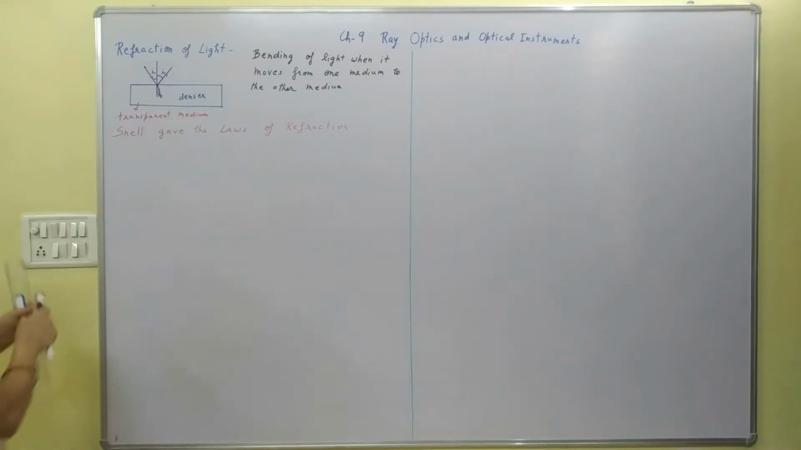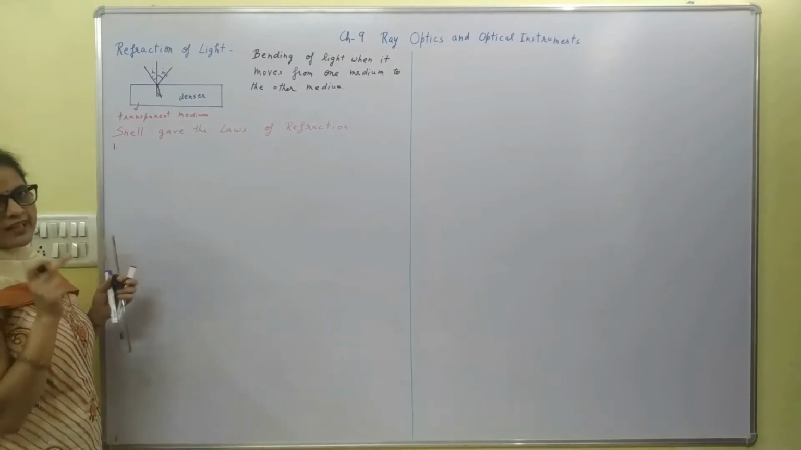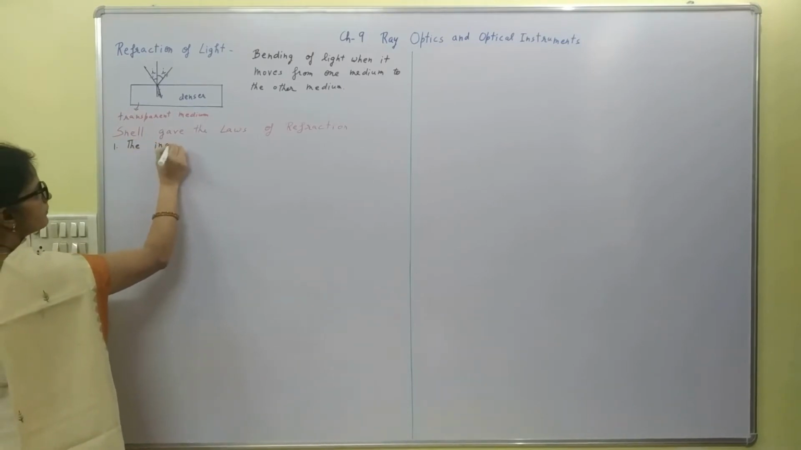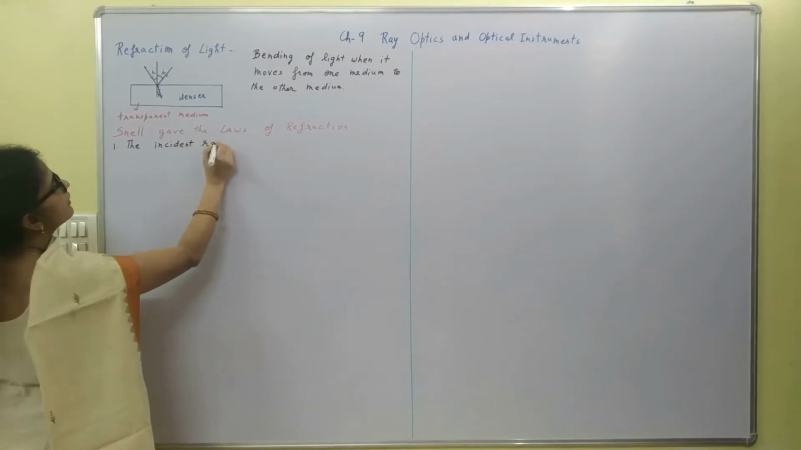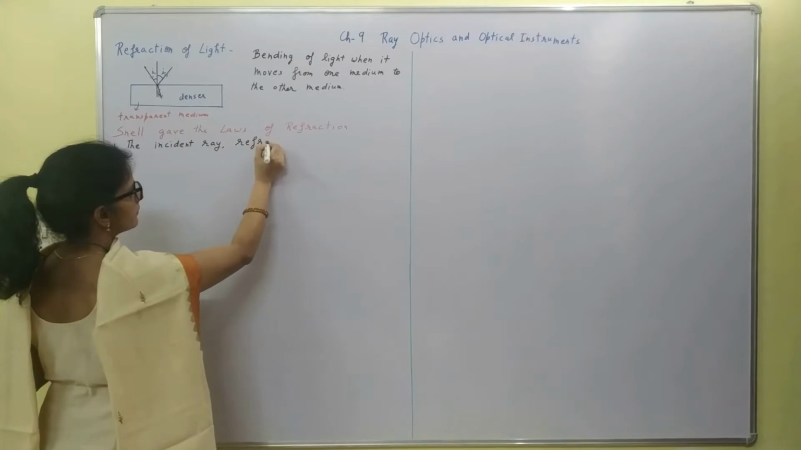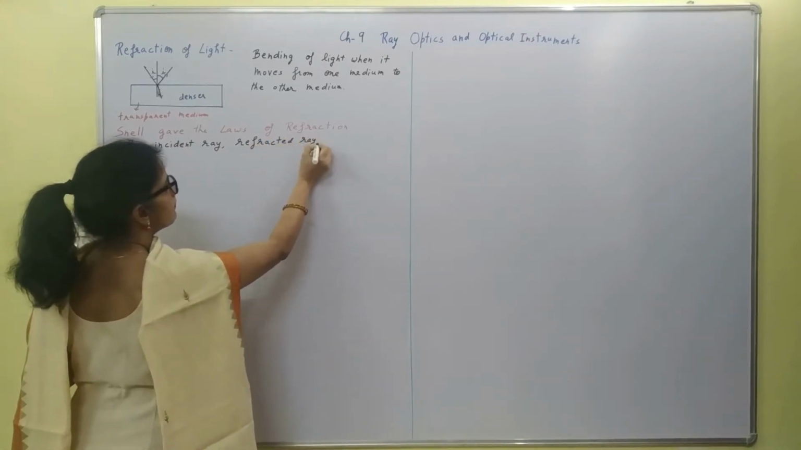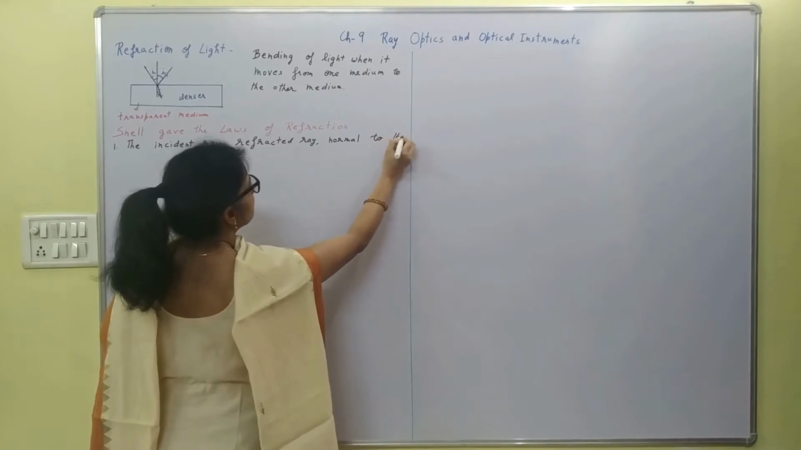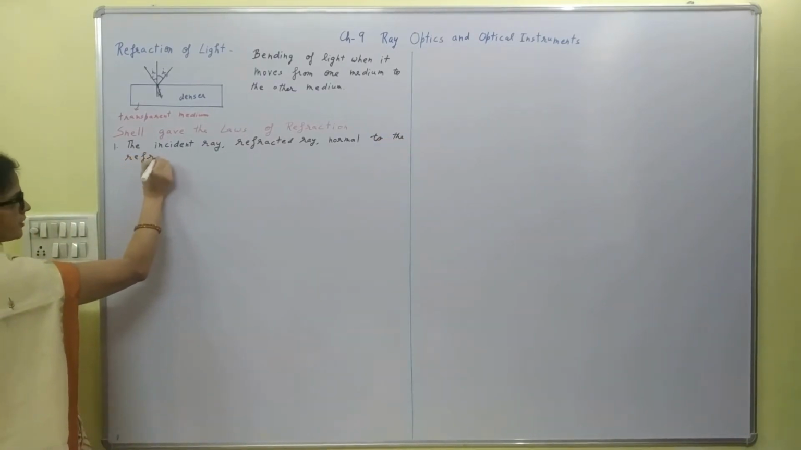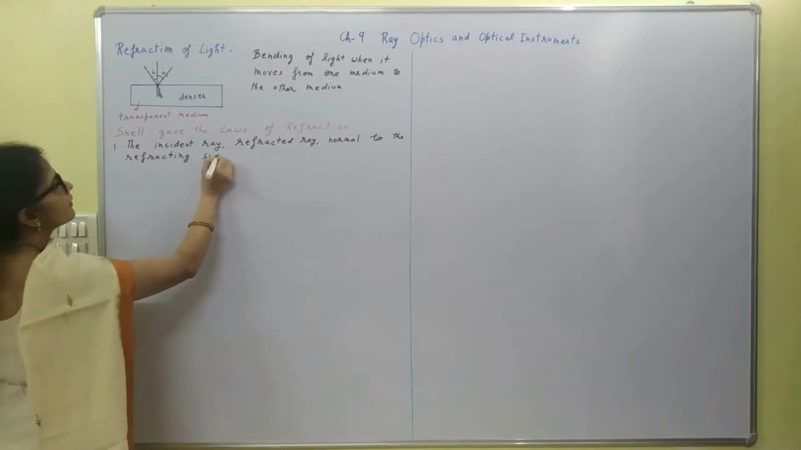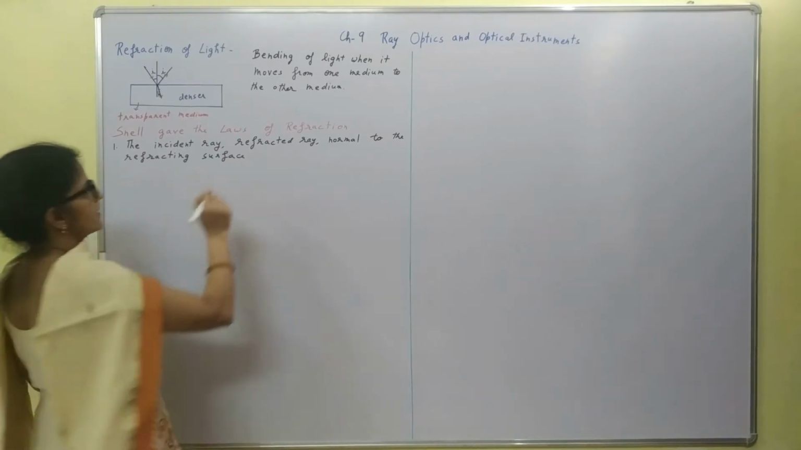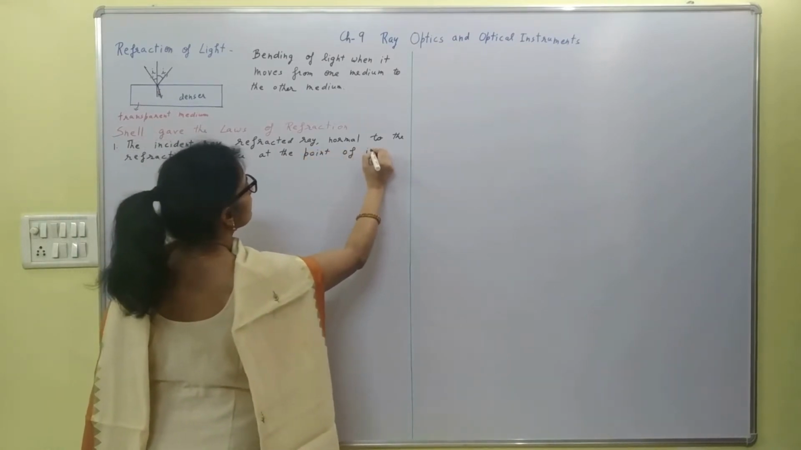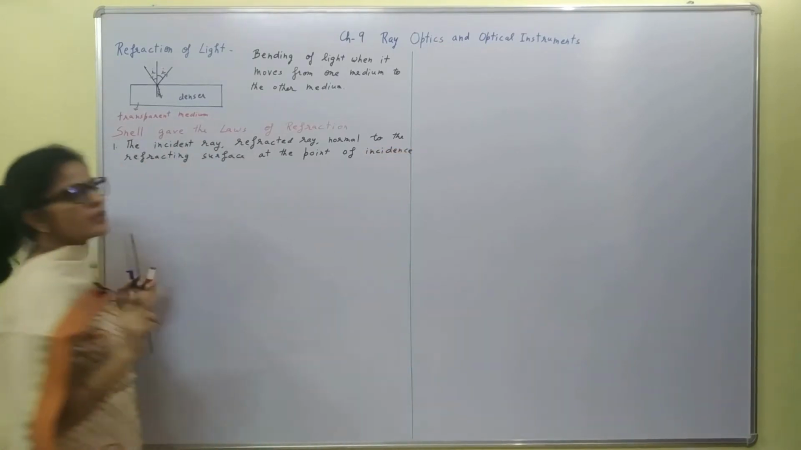So the first law is, these laws are given on the basis of the experiment which he conducted. So the first law is the incident ray, refracted ray and normal to the refracting surface at the point of incidence lie in the same plane.